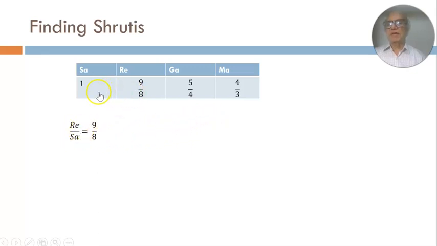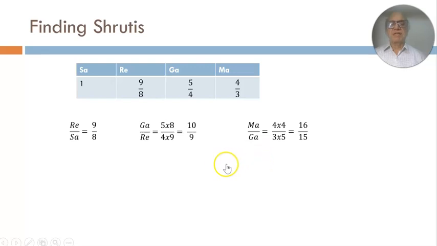So Rishabh divided by Shadaj is already 9 by 8. Now we calculate Gandhar divided by Rishabh. So that is 5 by 4 divided by 9 by 8, so 5 by 4 into 8 by 9. That is 10 by 9. So this is an extra ratio we have obtained. Then we divide Madhyam by Gandhar. So 4 by 3 divided by 5 by 4. That will give you 16 by 15.